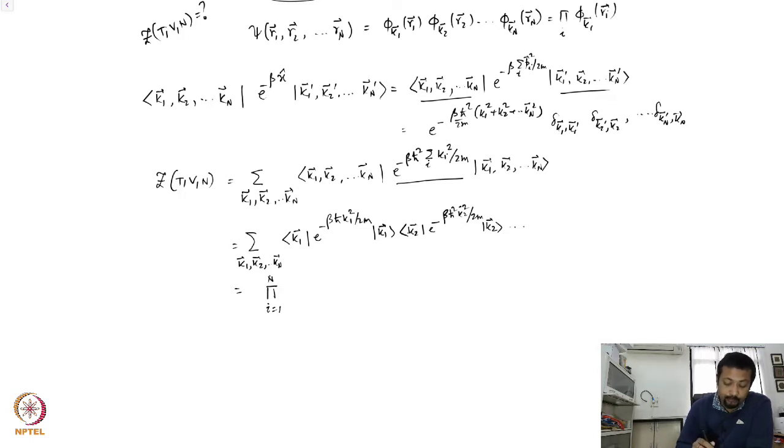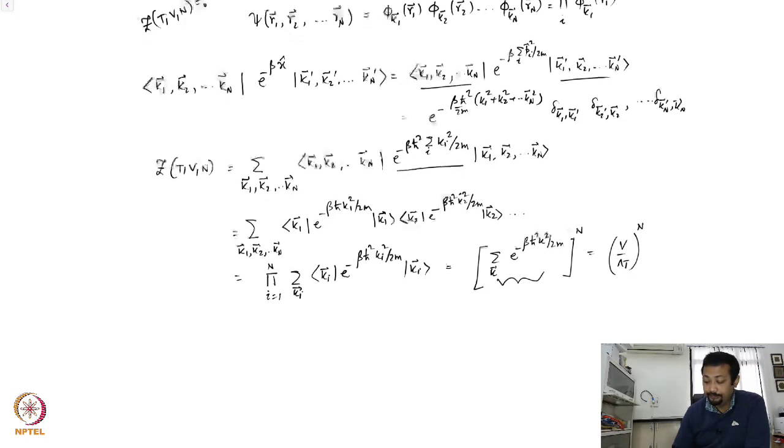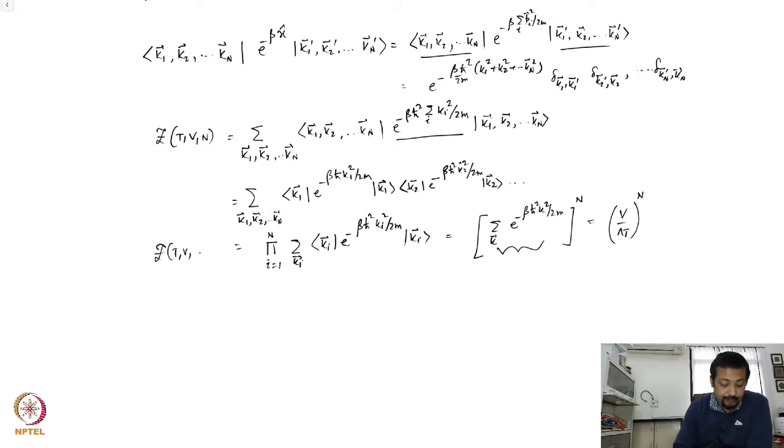or in more compact form, the sum over ki of e^(-beta h bar squared ki squared over twice m), and this is simply, since it's just a number now, the sum over k of e^(-beta h bar squared k squared over twice m), raised to the power N. And this we evaluated for the single particle case, so this is going to be (V over lambda_T) raised to the power N. So your Z(T, V, N) is this quantity, the canonical partition function.